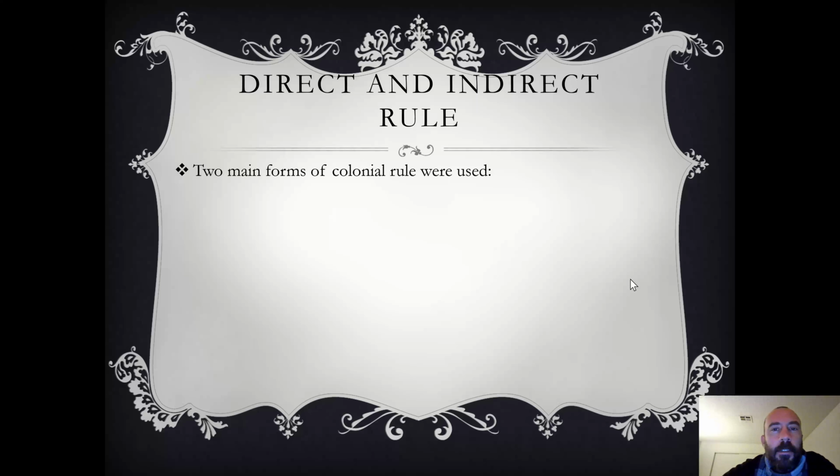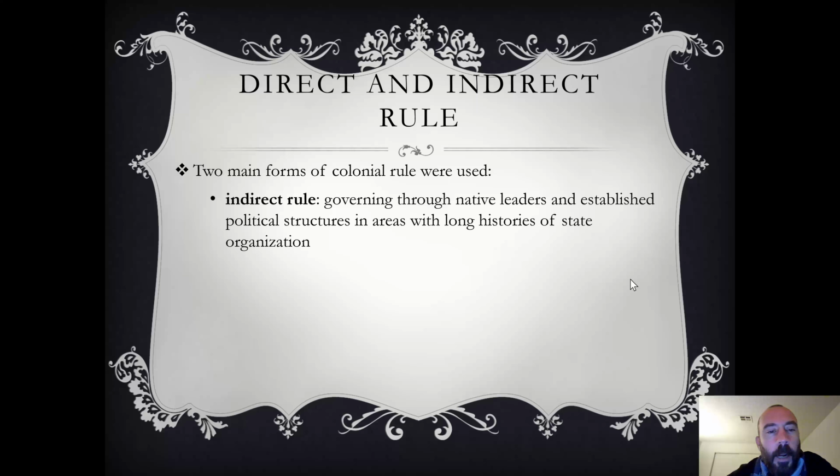Now, during this type of colonization, there were two main forms of colonial rule. One was indirect rule. So in places where they had a long history of state-level organization, the colonial powers figured it would be more efficient if they just sort of hacked into that structure that already existed and sort of bought off or threatened the leadership that already existed to run their colonies for them.